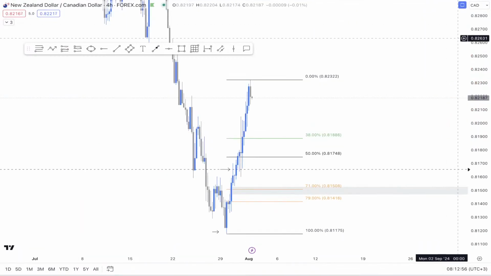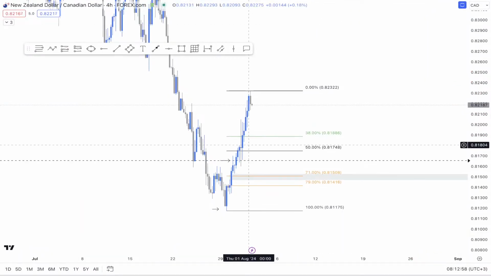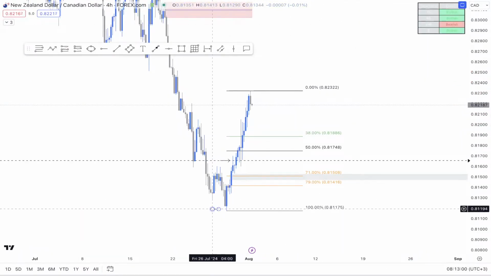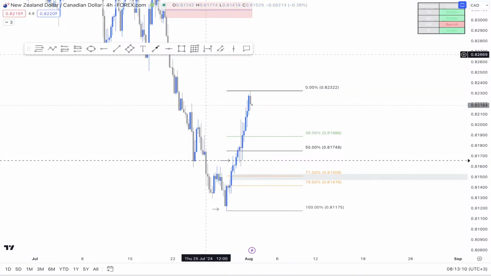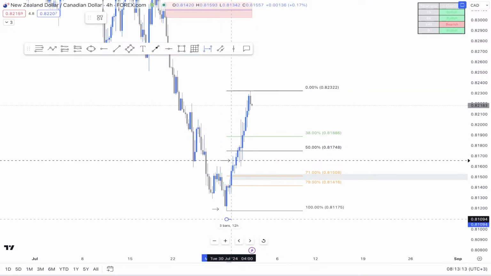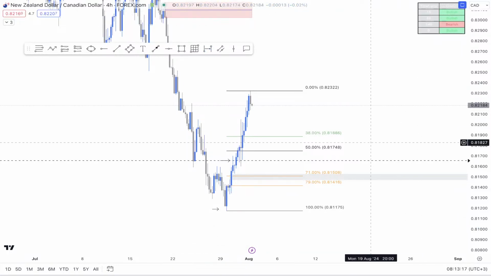NZD CAD looking bullish as well. Pretty similar actually to NZD USD. A very cool bullish shift in momentum. We have a liquidity sweep, textbook liquidity sweep, followed by an aggressive break towards the upside. We have this fair value gap lining up with the point of interest. The momentum is definitely to the upside, and now we need to wait for a corrective pullback.